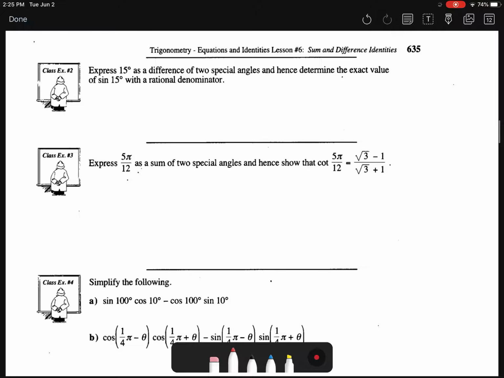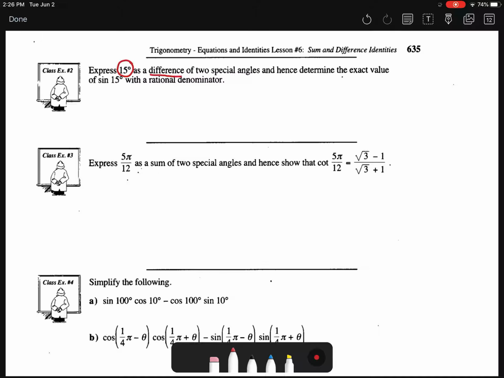So why would we want to do that, or how are we going to use those identities? Well, here's a perfect example. It says, express 15 degrees as a difference of 2 special angles and hence determine the exact value of sine of 15 with a rational denominator. So the first thing that should be an alarm in your head is that we're dealing with 15 degrees. 15 degrees is not a special angle. I don't know the ratios of that angle or that special triangle.